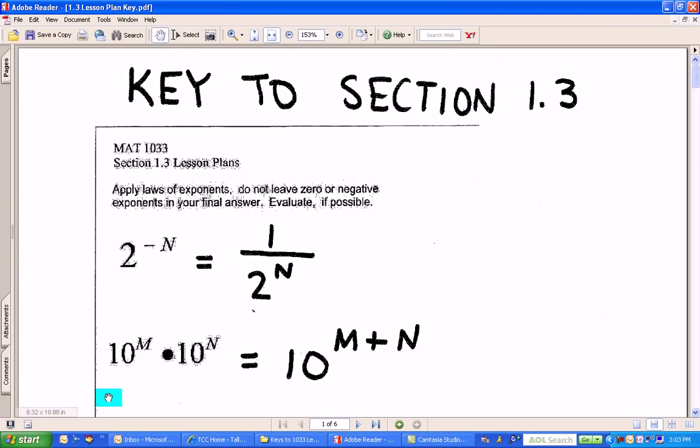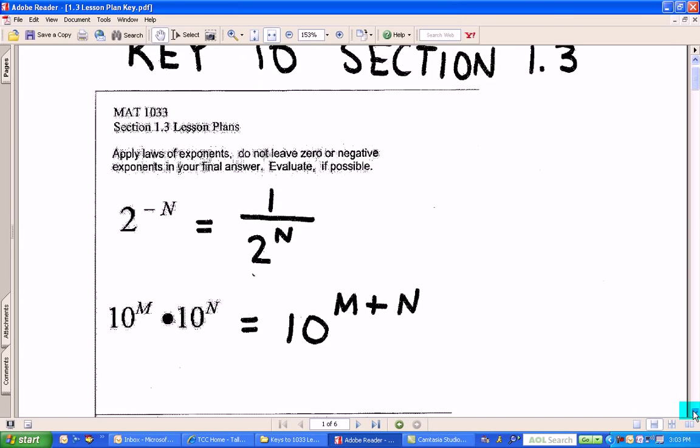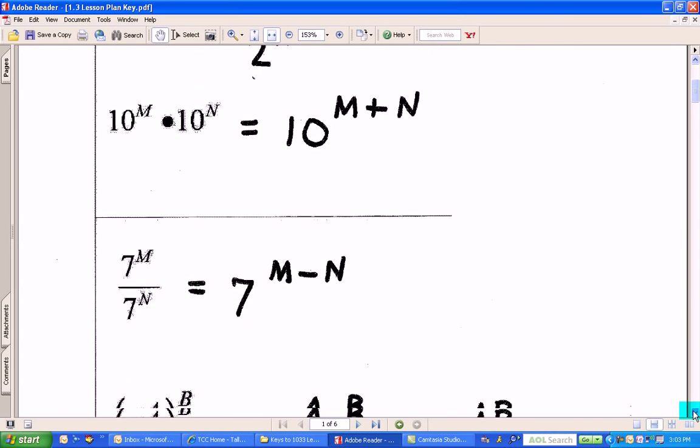All right, let's look at the next example. I have 10 to the m times 10 to the n. Remember what laws of exponents say. Laws of exponents are simply patterns. When you're multiplying and the base is the same, laws of exponents tell you to leave the base the same, so the 10 does not change, and you add the powers. That's why the new power becomes m plus n. So remember, when you're looking at laws of exponents, you simply find the pattern that fits that problem.